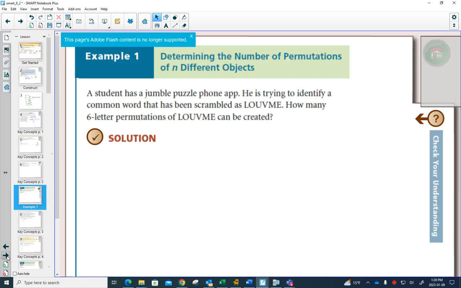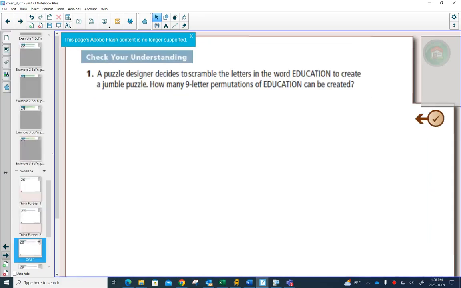All right, let's go to example 1. Well, we're going to play some fun word games today. Make you think hard. Maybe even give you a headache. I don't know. Okay. Here we go.